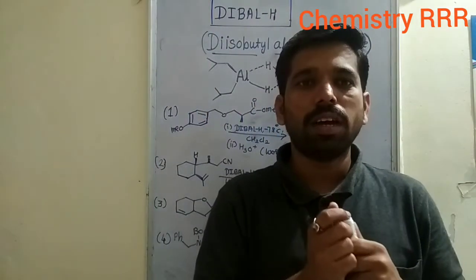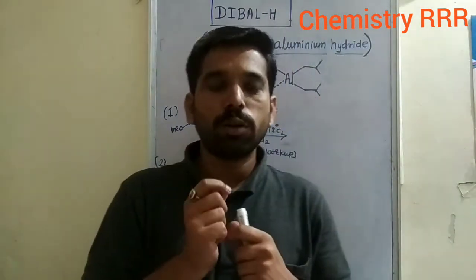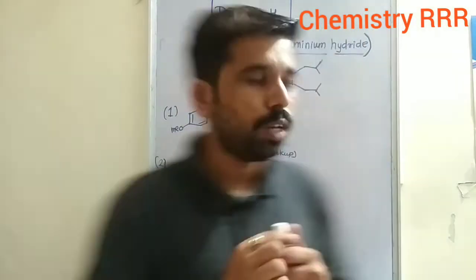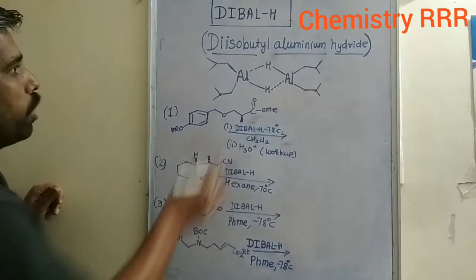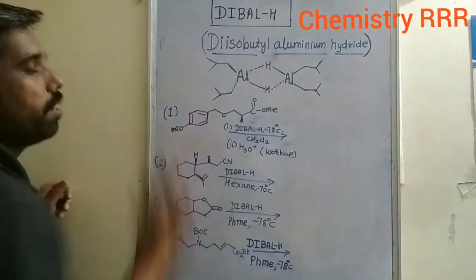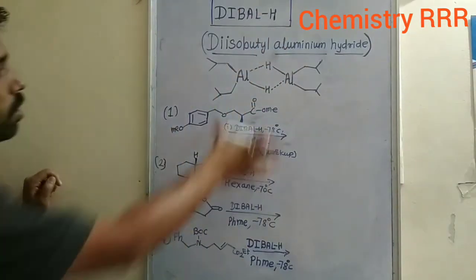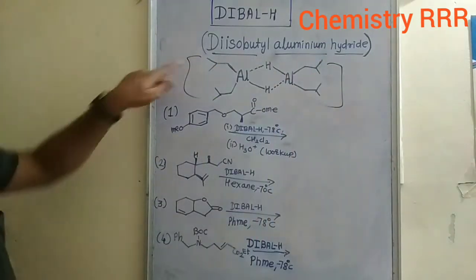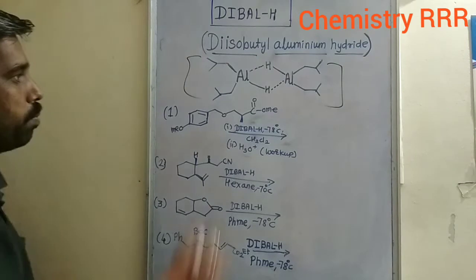Now in today's session I am going to discuss one of the important reducing agents, that is DIBAL-H. Now let's discuss DIBAL-H. Diisobutylaluminum hydride. It is a DIBAL-H. This is the dimer form of the DIBAL-H, the dimer form of diisobutylaluminum hydride.